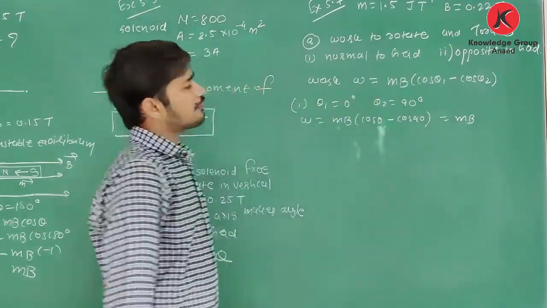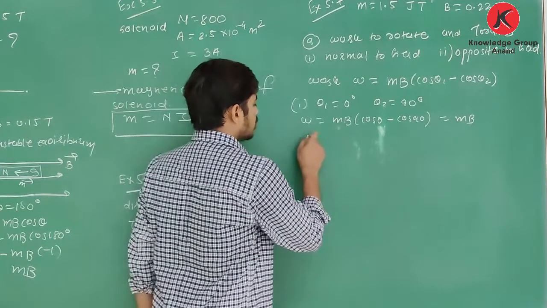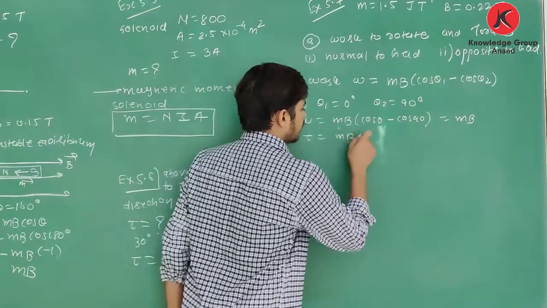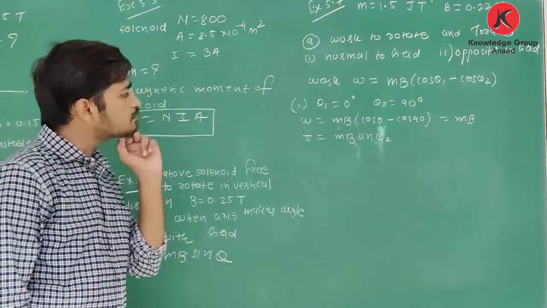You are given the value of m and the value of B. In such a condition you have to find the torque. So torque is equal to mB sin theta 2. You are given the values of m, B and theta 2.